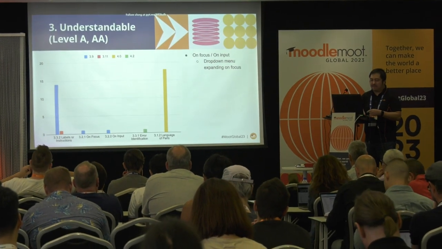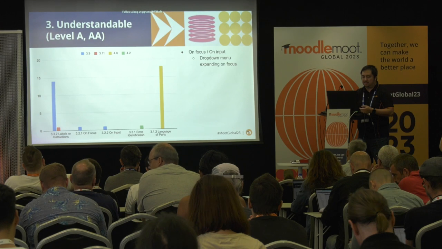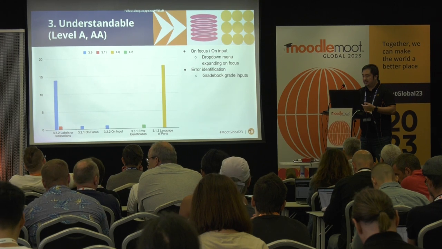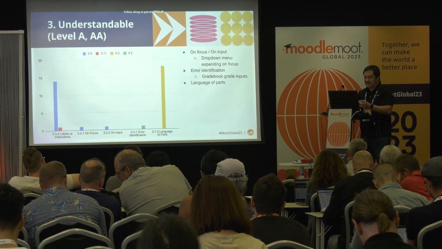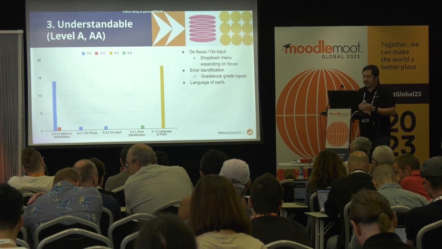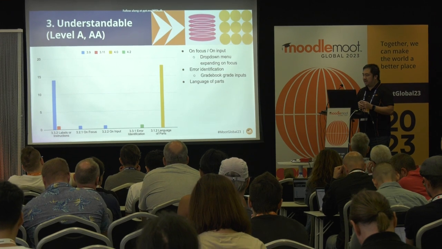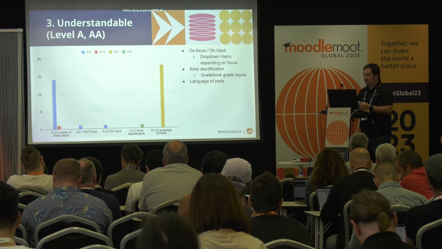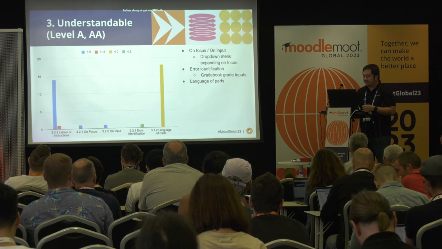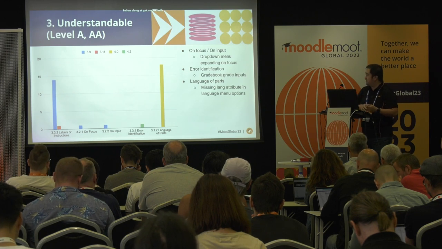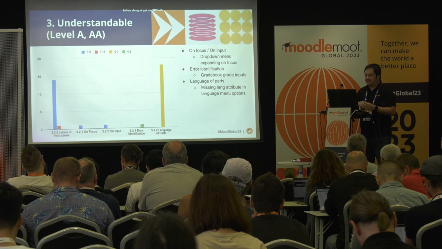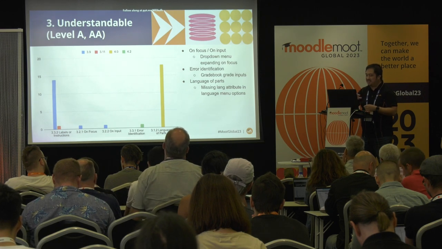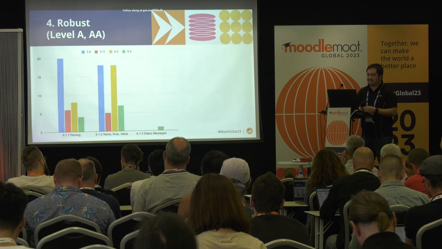Our main issues that we encountered here relate to missing labels or not good enough instructions. On focus and on input, for example, actions triggering on focus or on input, like the drop-down menu. So we have to make them expand only on demand, like when the user explicitly clicks on it or presses enter. And this part, language of parts, basically affects a lot of pages because it's in the user menu and in the language selector. It's just a missing lang attribute in the language menu options, which is easy to fix.